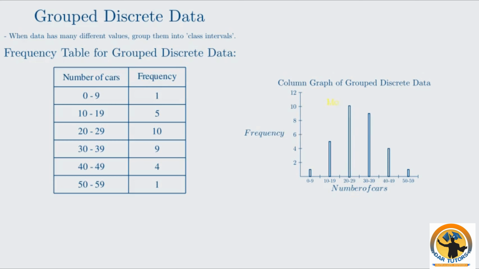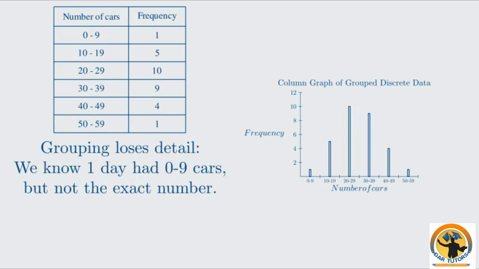From this graph, we can easily identify the modal class, the class with the highest frequency, which is 20 to 29 cars. Grouping the data gives us a clearer picture of the overall shape of the distribution. However, it also means we lose some detail. We know that one day had between 0 and 9 cars, but we don't know if it was 8 cars or 1 car.